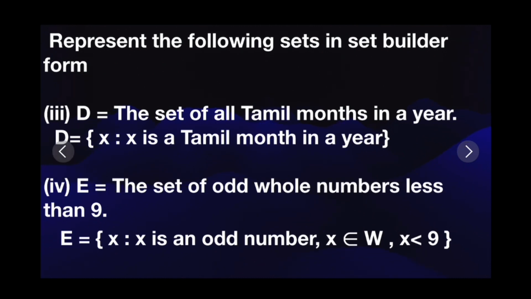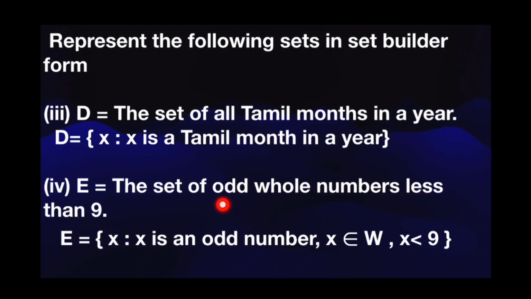Number 3. D is equal to the set of all Tamil months in a year. This is a descriptive form. You're going to write it as D is equal to x such that x is a Tamil month in a year. Number 4. E is equal to the set of odd whole numbers less than 9.